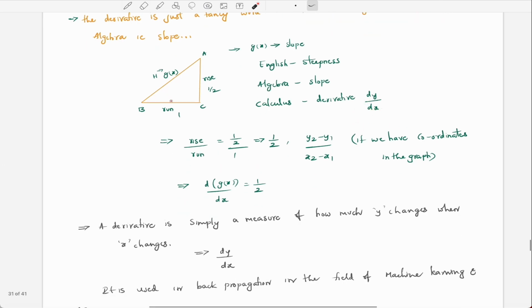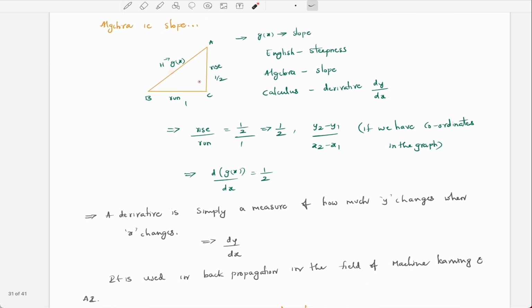Okay, so we just want to find the derivative of this function. So what is the formula? Rise over run. We simply use this formula and we get 1 by 2, which is 1 by 2. If we have coordinates, then we use y2 minus y1 by x2 minus x1, right? Otherwise we just simply use rise over run. So the derivative of this function, which is g of x, has the value 1 by 2.